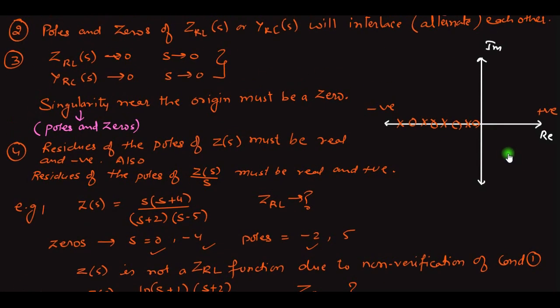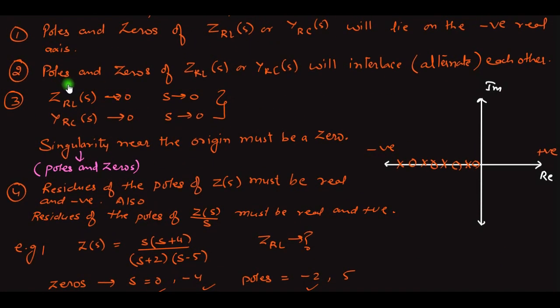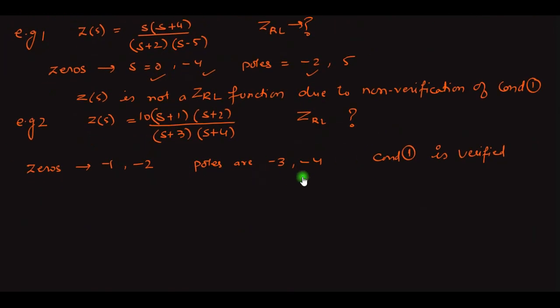Let us check the second property. The second property says the poles and zeros of ZRL or YRC will interlace, alternate each other. We can check this by plotting them onto the S plane. Let us plot the poles and zeros on this S plane. We have a zero lying at minus 1. Let me encircle it. At minus 2 we have another zero. At minus 3 we have a pole. At minus 4 we have a pole.